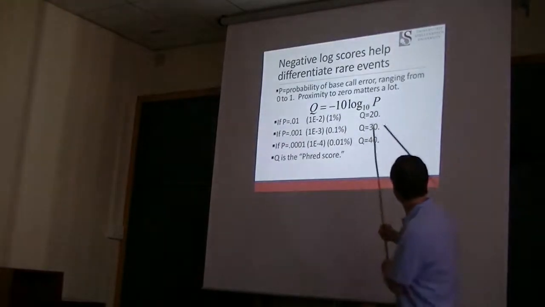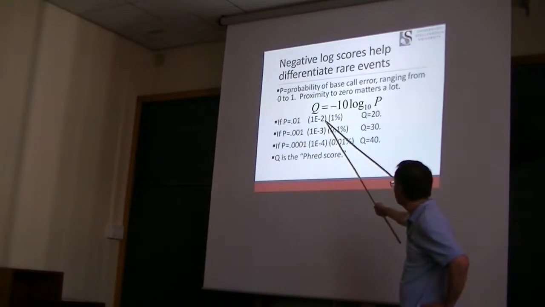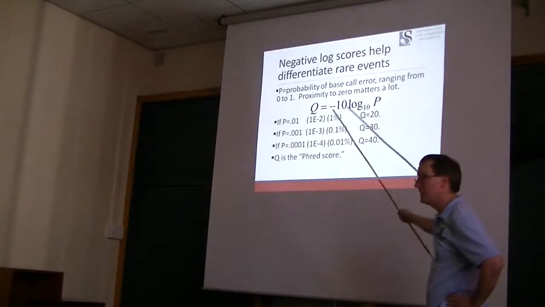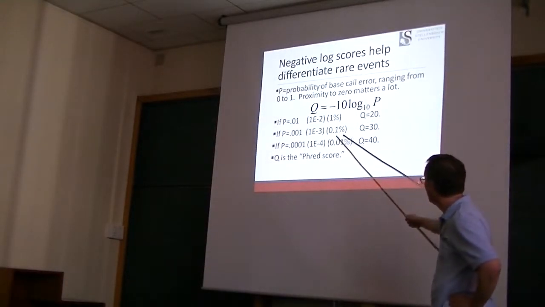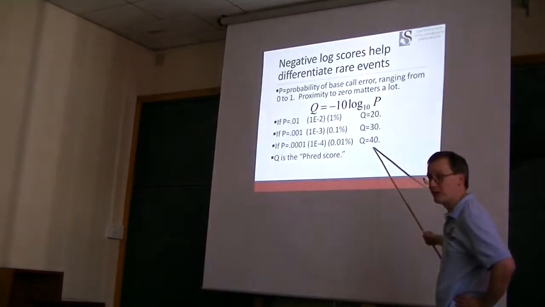Right? So you see how this is flattening out. 1 in 100 becomes a score of 20. 1 in 1,000 becomes a score of 30. A 1 in 10,000 chance becomes a score of 40.